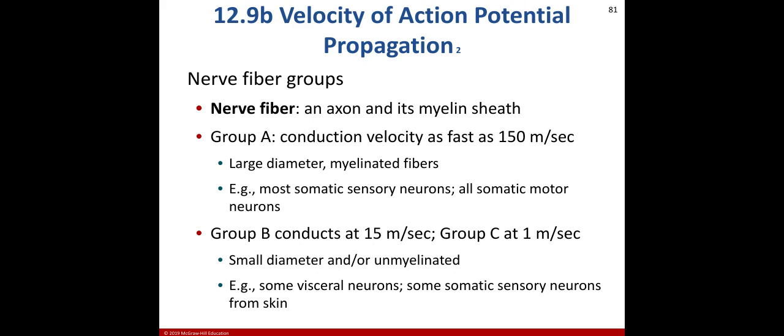And then there is group B, which is 15 meters per second. And then also group C, which is 1 meter per second, which is small and unmyelinated. It's some visceral neurons, some somatic sensory neurons from the skin. Do you need to know exactly where those are? No. If you want to know exactly where those are, then I encourage more research, but just knowing about group A and about group B and C is enough.